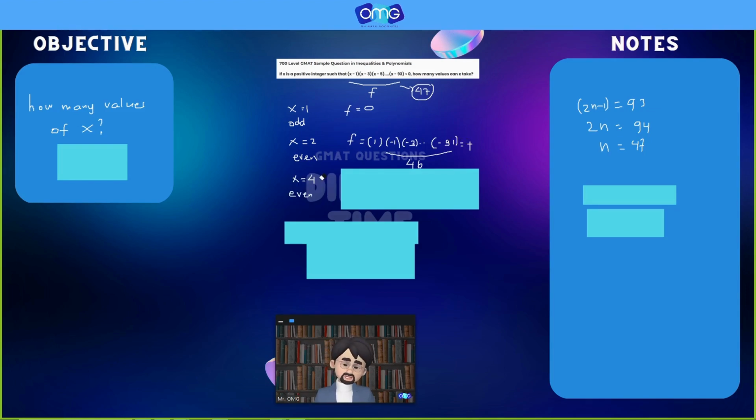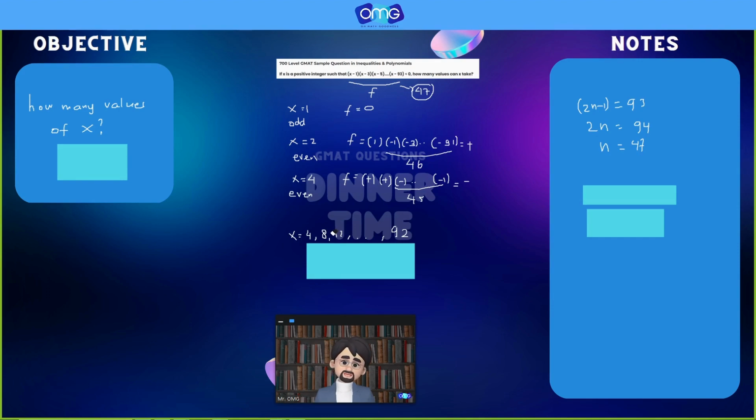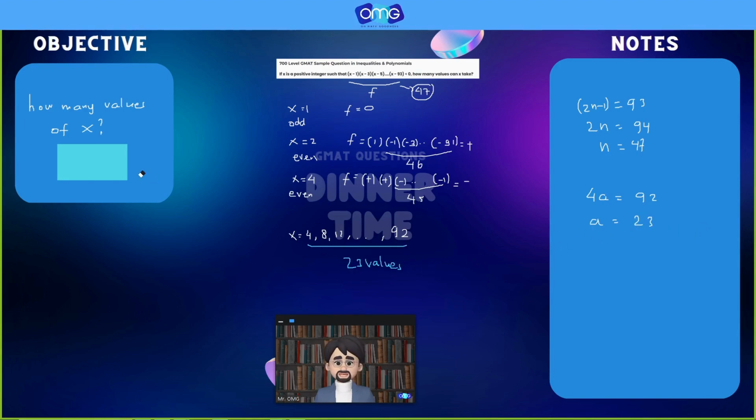Well, if x equals 4, an even number, because all odd numbers will make 0, that will make 45 negative numbers, which makes a negative answer, okay? So basically, to make this less than 0, negative, x must be a multiple of 4, which is 4, 8, 12, until 92. So how many values is this, okay? For multiples of 4, 4a equals 92, so a is 23. So there will be 23 values of x, and 23 values of x is the answer.